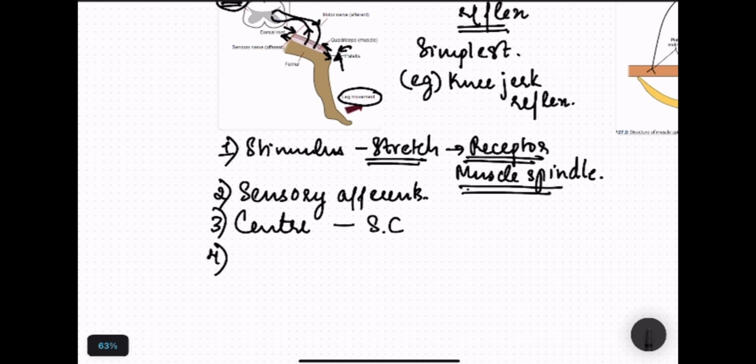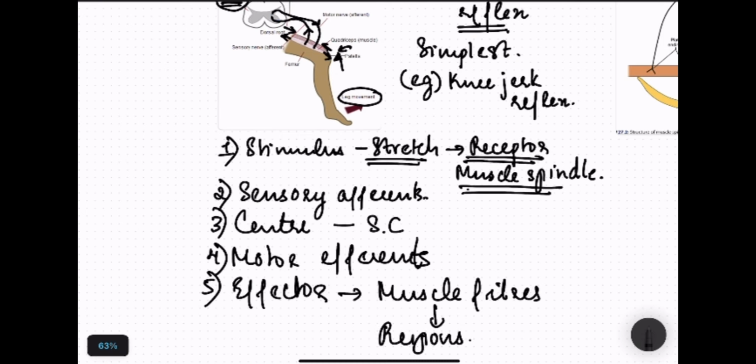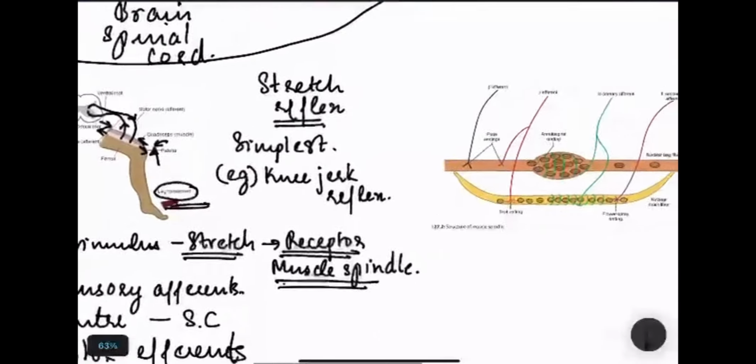And then we have the motor efferents. And finally, the effector, muscle fibers, which bring about the response of muscle contraction. What is the response here? In the end, muscle contracts, and this brings about the characteristic leg movement in the knee jerk reflex.